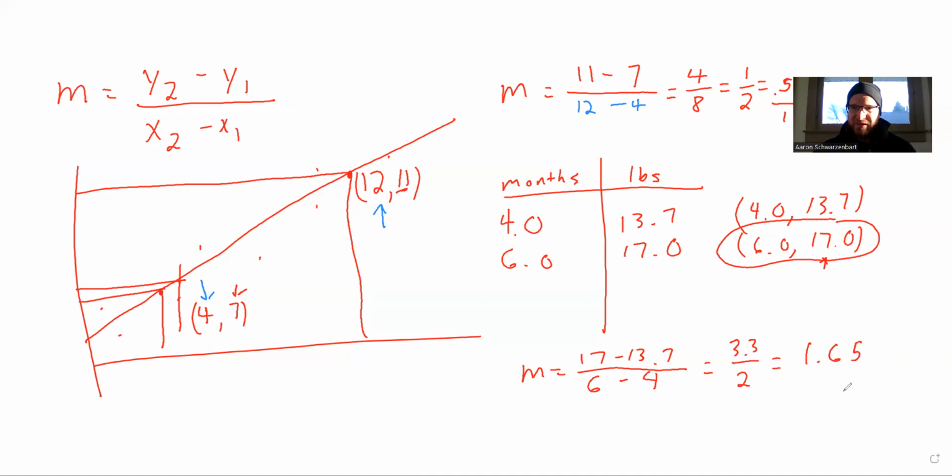To write it as a unit rate, I put it over 1. I put the units, the y units, was pounds per 1 month. Okay, so that is number 1 on page 479. Continue working on these.